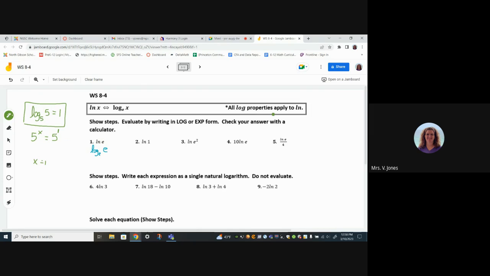Now that is not the problem on the worksheet. This is just review, to remind you that when you rewrite this in exponential form, this is your base that gets raised to the other side, and this ends up being the base on the other side. Change that back to x real quick.